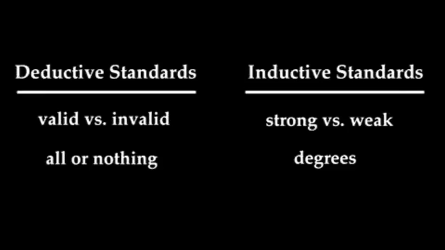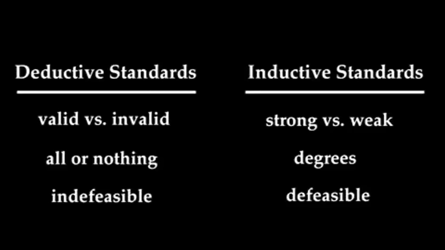Context is also important in another way. Additional information from the context can weaken an inductive argument. That is, it can change it from strong to weak. In technical language, the inductive standard of strength is called defeasible or non-monotonic. In contrast, the deductive standard of validity is indefeasible or monotonic.